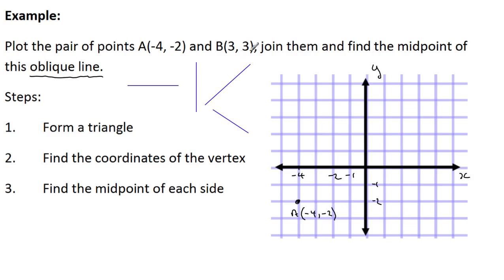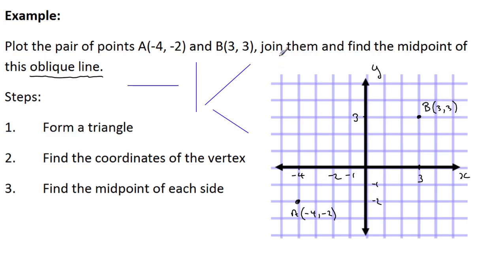Our point B is 3 and 3. 1, 2, 3, there's our 3 value there. And 1, 2, 3, our 3 value there. And where those points cross is our point, 3 and 3.